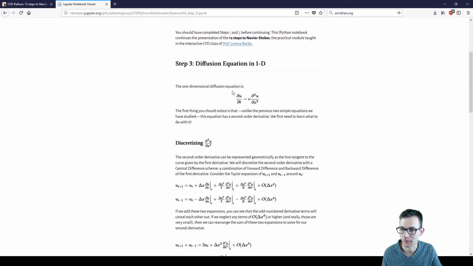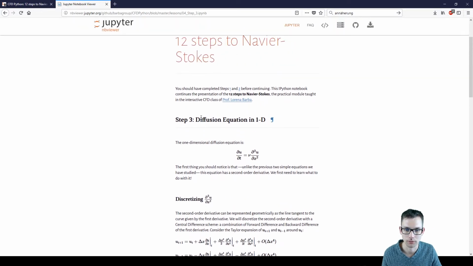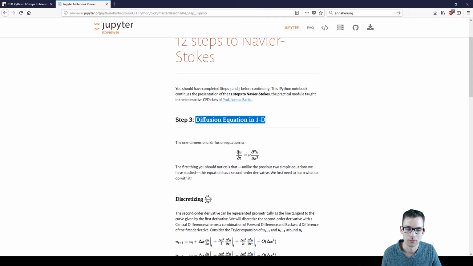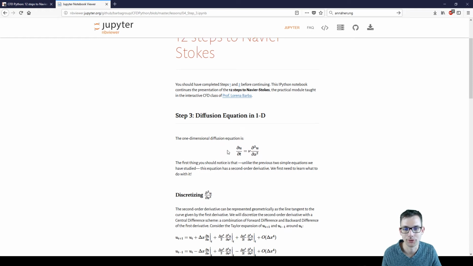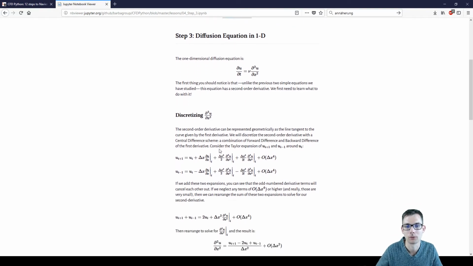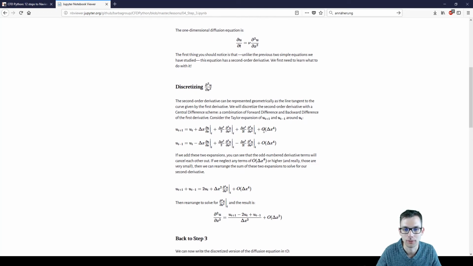You will notice that in this equation, which is the diffusion equation in 1D, we have, for the first time ever, a second derivative. And we don't know how to deal with that yet, but it is described below. So we have two Taylor expansions, one for u from i plus 1, and the second one from u from i minus 1. And those two equations both have the second order derivative in it. So we expanded the Taylor expansion beyond the second derivative.